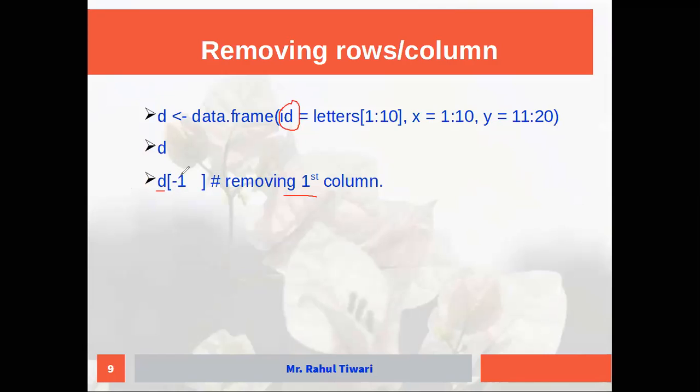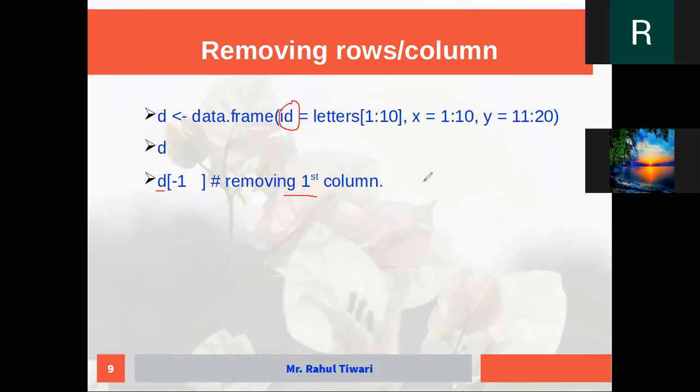We have minus 1, that means I am removing. Whenever you want to remove, always remember, remove means you have to use the minus sign. But if the question asks, drop the first column, that means I am interested in that scenario. Your code will be D in brackets, 2 colon 3. Are you getting my point?